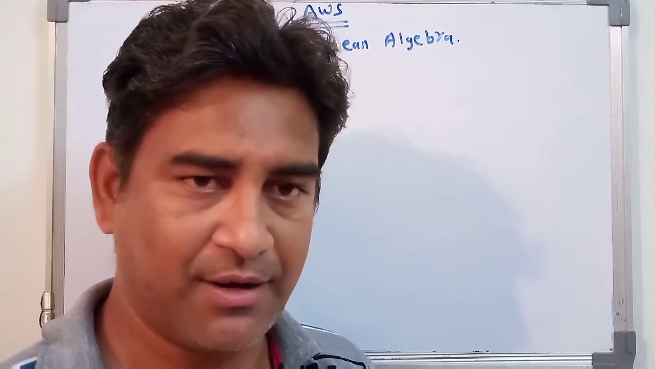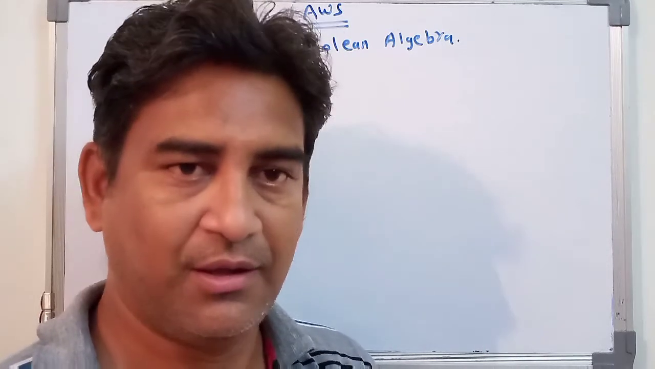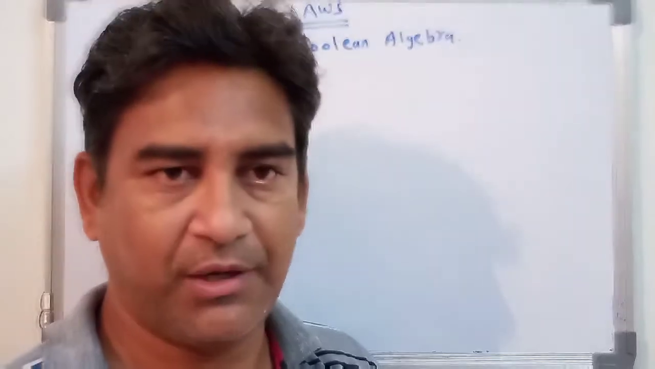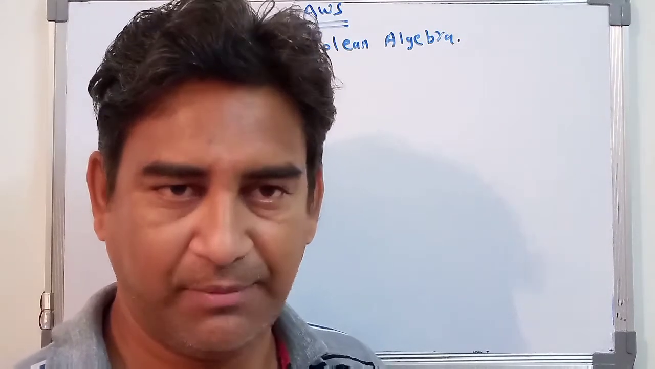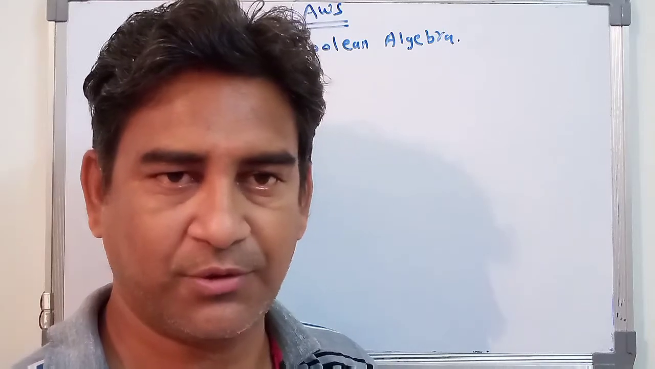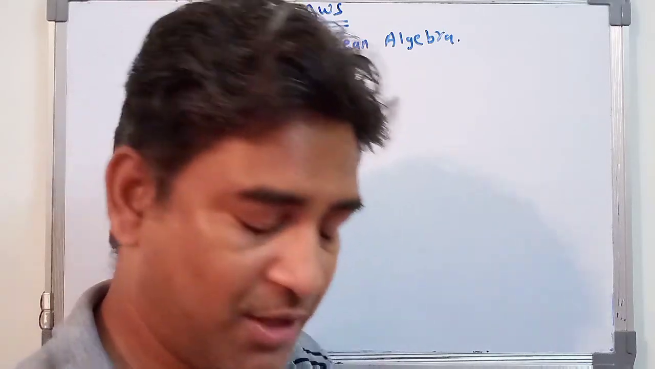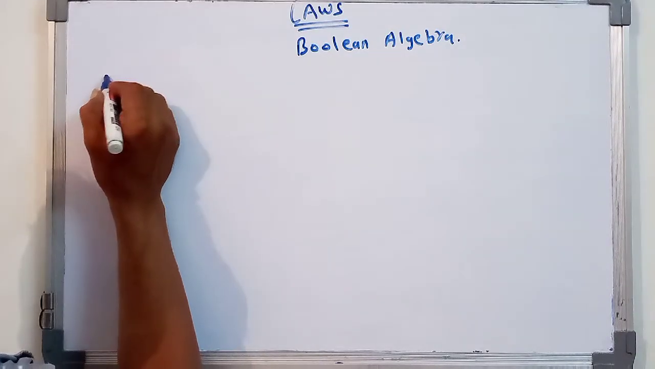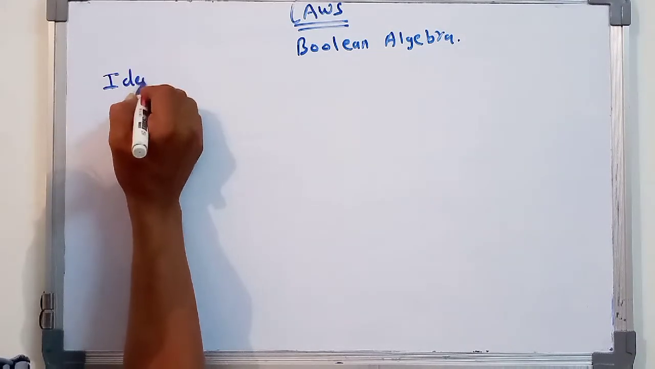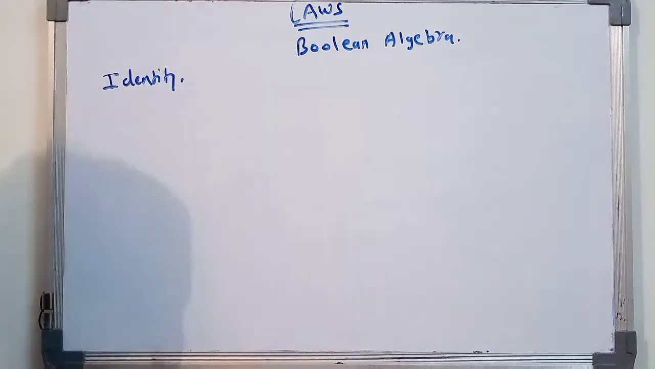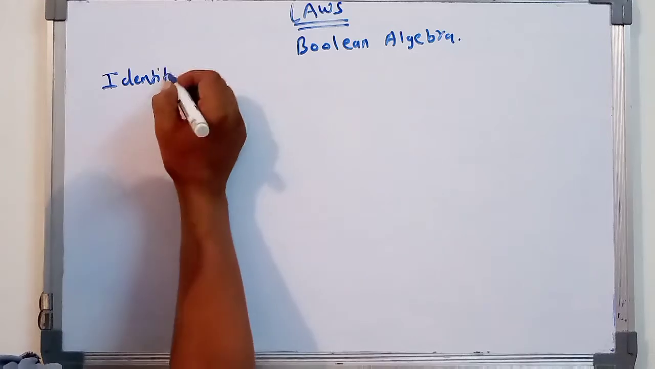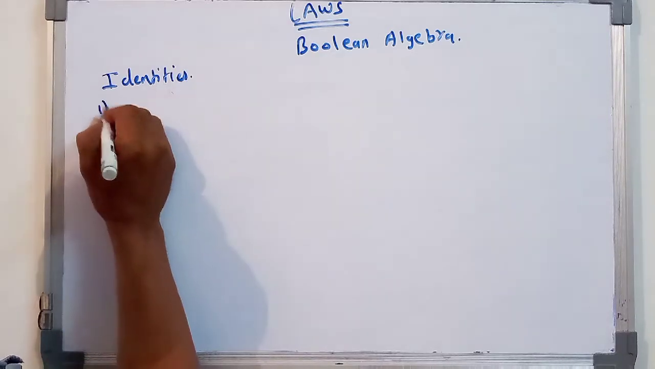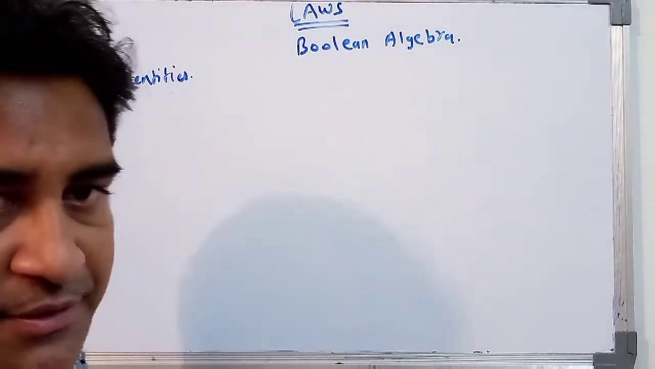In this part we are going to start with AND and OR. AND is used for multiplication, and OR is used for addition. Now students, when any number is added, it is an identity. The identities are the first topic we are going to start.